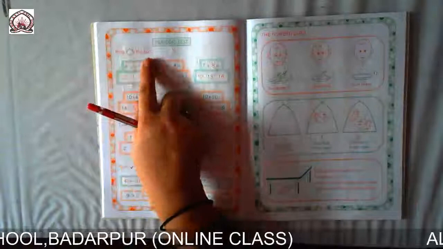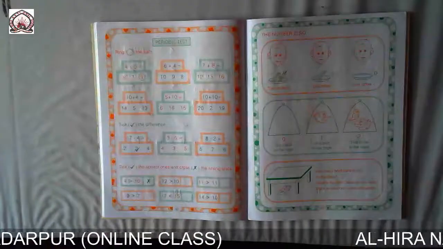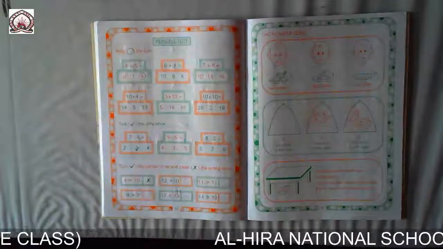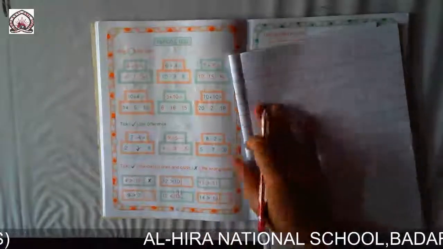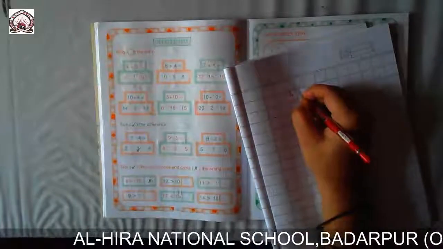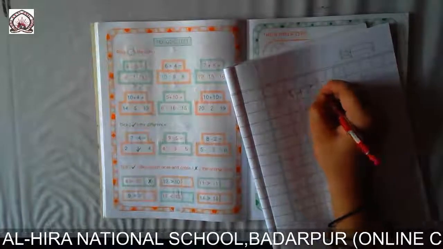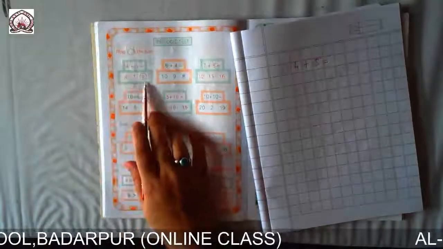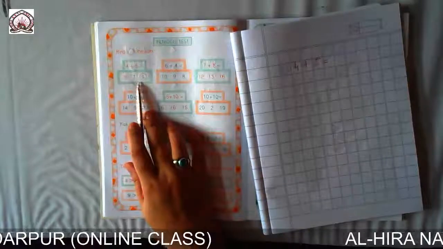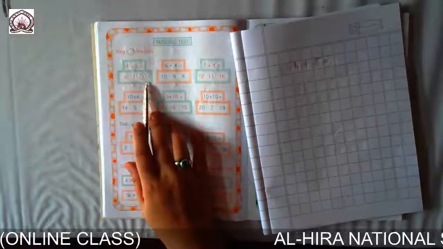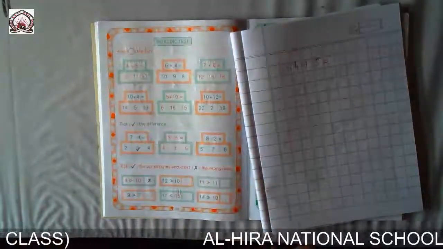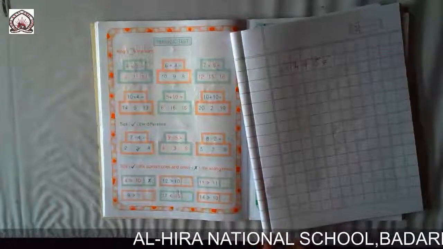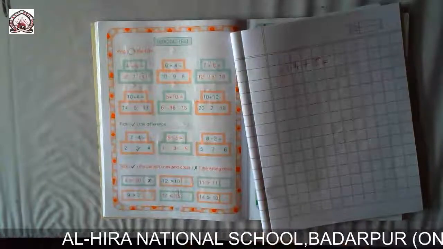Circle the sum, okay? So here 4 plus 5 is given, and 3 numbers are given. Among these 3 numbers, which one is the correct one? You have to circle the correct answer, okay? The correct answer you have to circle. How will you find out?